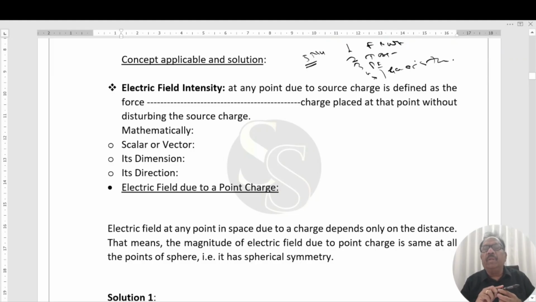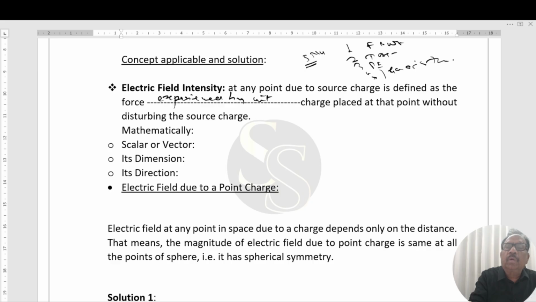Now let's start with the question and concept. The concept applicable in the solution: electric field intensity at any point due to a source charge is defined as the force experienced by a unit positive charge. What is the essential condition? The charge is placed at that point without disturbance; there should be no disturbance of the source charge. Mathematically, E equals F by Q. Is it a scalar quantity or vector quantity? It is a vector quantity.